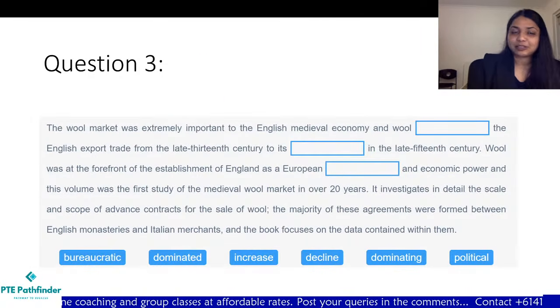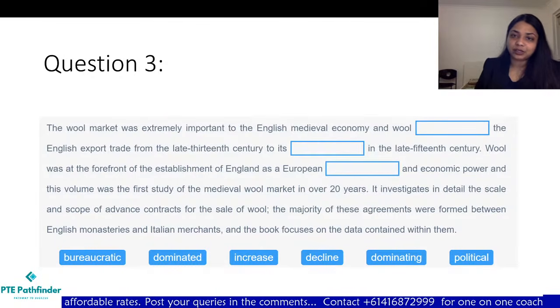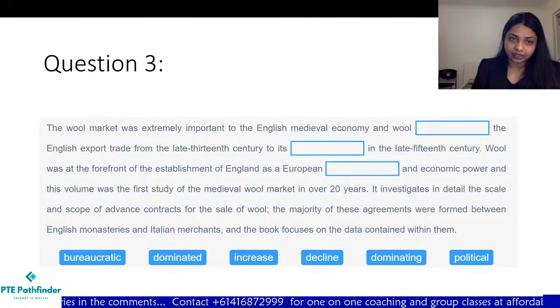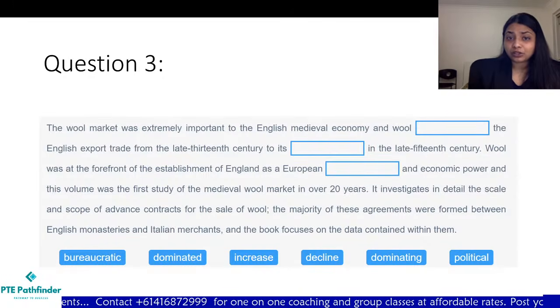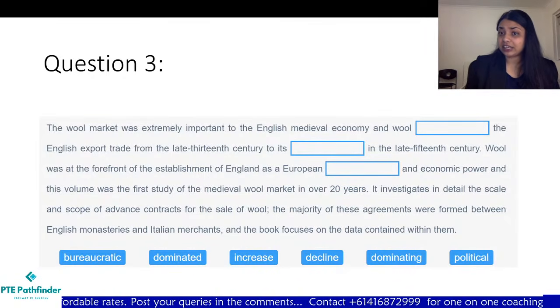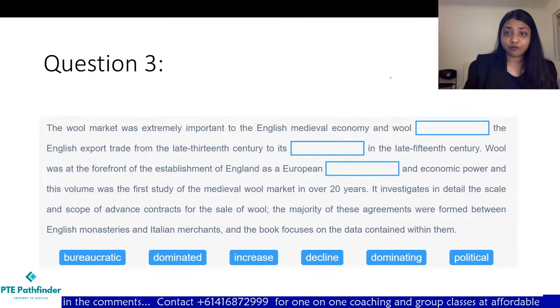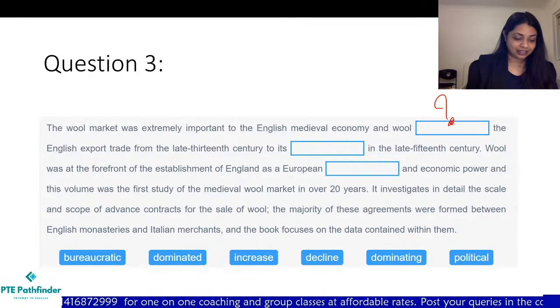Alright, so let's move to question number 3. Again, a new question from the exam. So let's have a look at the question. It says the wool market was extremely important to the English medieval economy and wool dashed the English export trade from the late 13th century to its dash in the late 15th century. So wool dash, we don't know what it is, right?